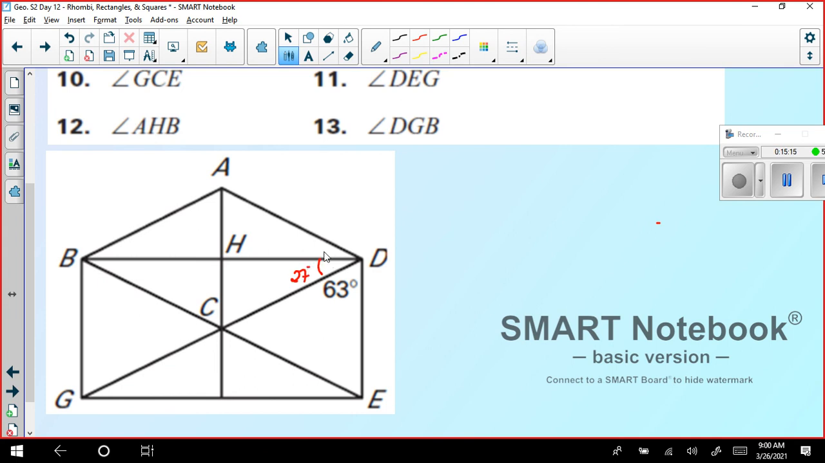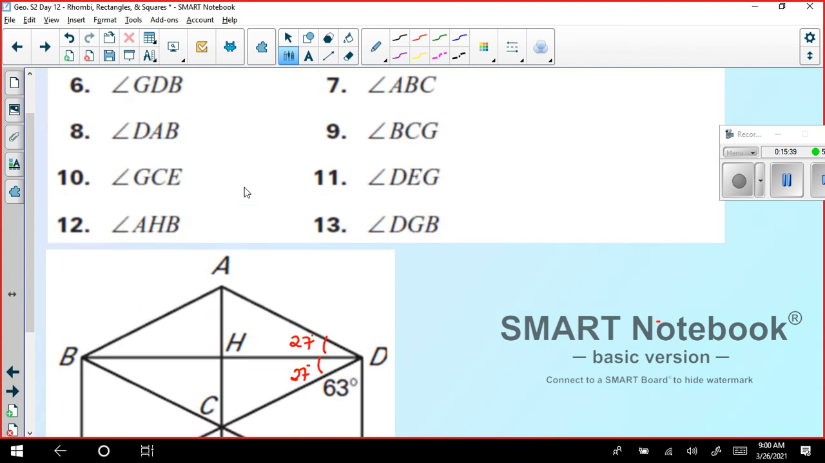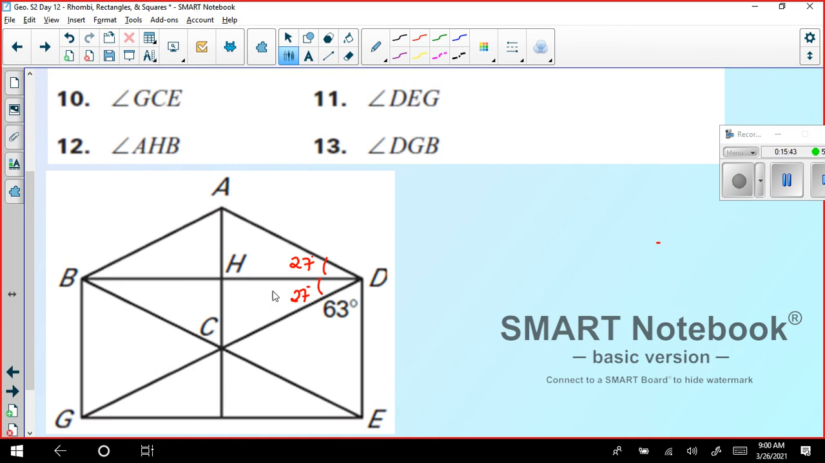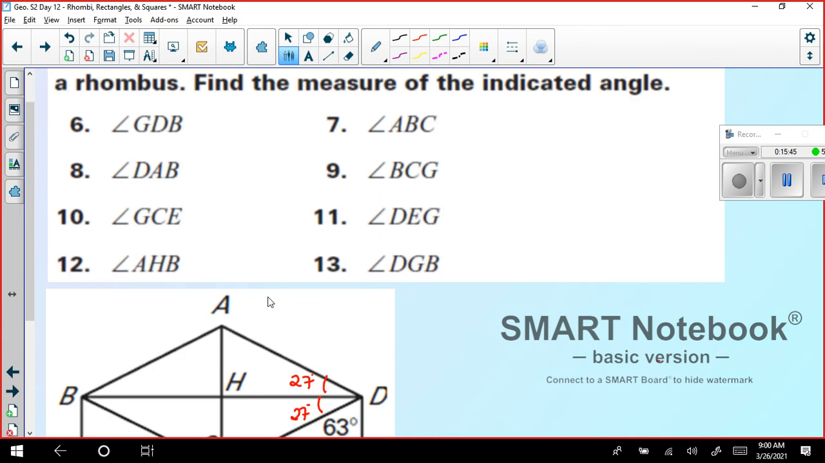In case of a rhombus, ABCD is a rhombus, the diagonals bisect the angles. So if this is 27, then this is also 27. So the first one they were asking, angle GDB, is 27 degrees.